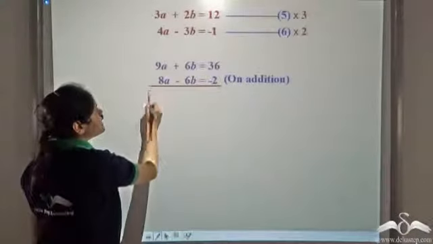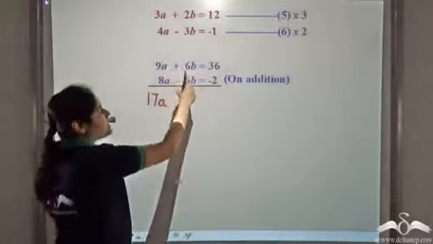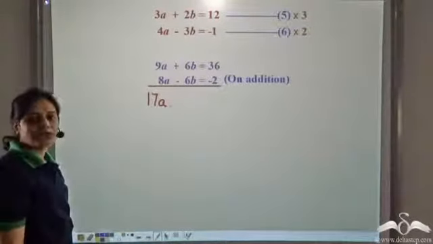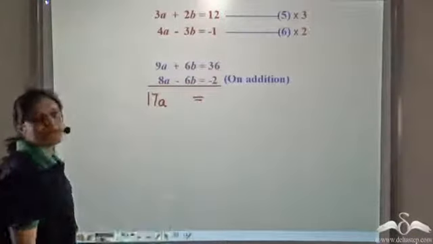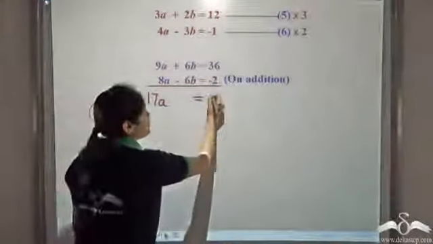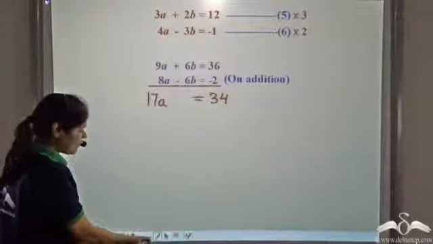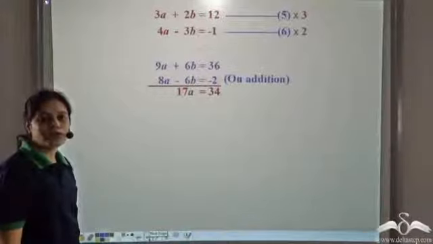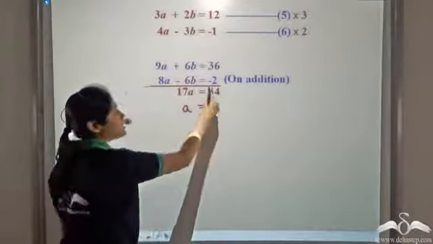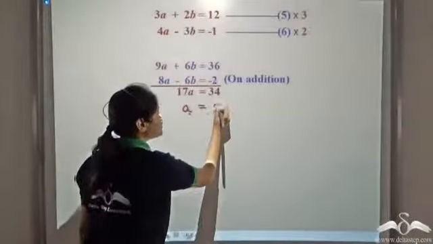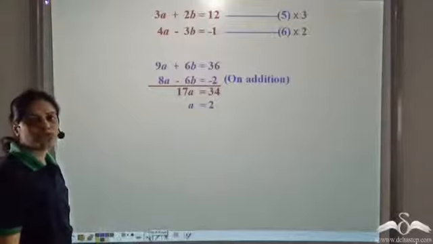9a plus 8a gives us 17a. 6b minus 6b gives us 0, equal to 36 minus 2. This gives us 34. So we get 17a is equal to 34. Now a is equal to 34 by 17, that is 2. So we get a is equal to 2.